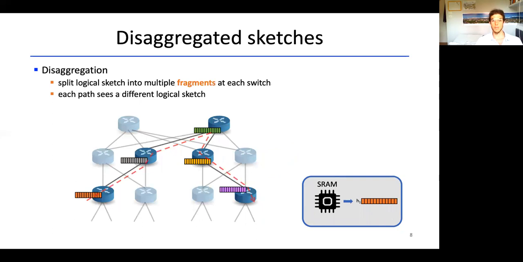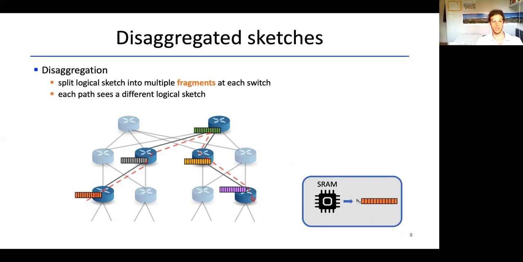This new scheme is based on the concept of network disaggregation. Disaggregation means splitting a logical sketch into multiple fragments and deploying the fragments on network switches. Now, the final sketch is constructed just by reassembling fragments encountered along a given flow path. Indeed, notice that now the available memory is organized just into a single hash function, as we can see here.